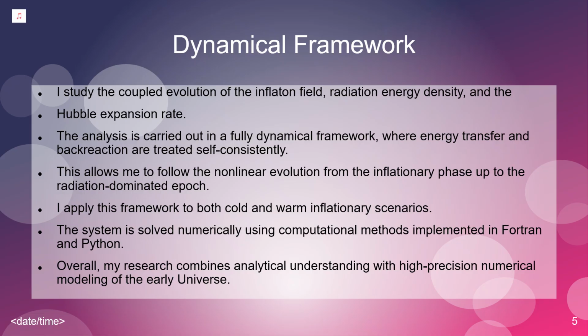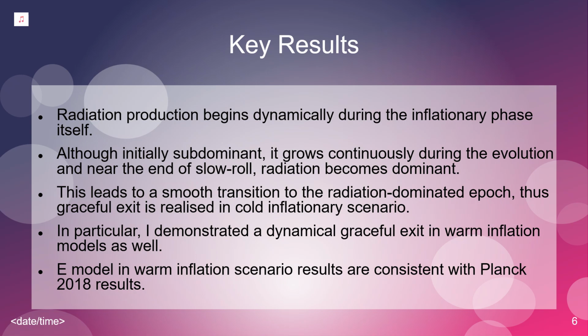The key results of my work are that radiation production begins dynamically during the inflationary phase itself for cold inflation. Although it remains subdominant initially, it grows steadily during the evolution. Near the end of slow roll, radiation becomes dominant, leading to a smooth transition to the radiation dominated epoch. This provides a natural realization of graceful exit.